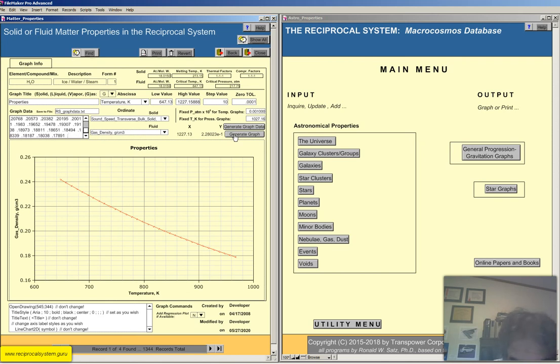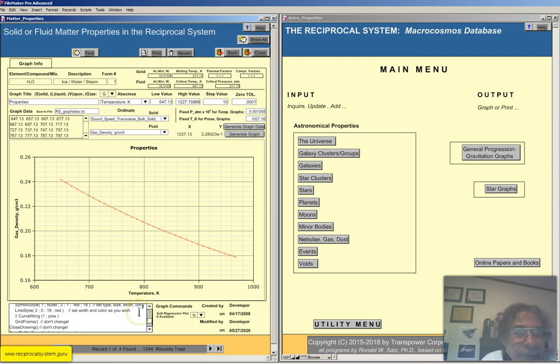So there's the graph. As you would expect, with increasing temperature, it's almost a straight line down, for the gas density of water, steam actually. Again, you can change the title style, and axis labels and all that stuff down here, but it's really not necessary.